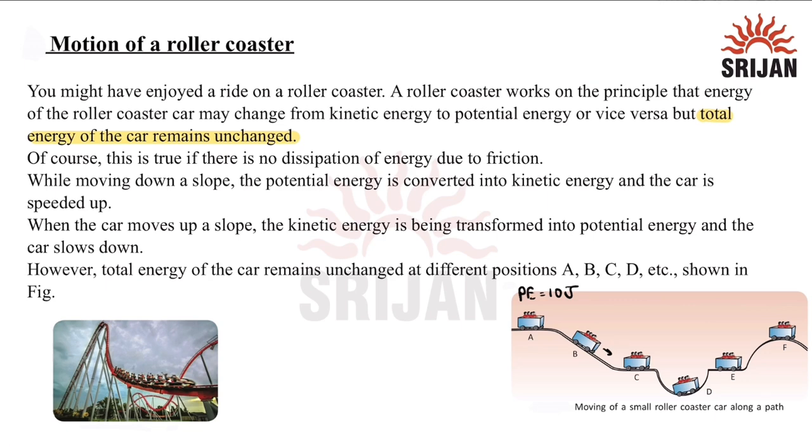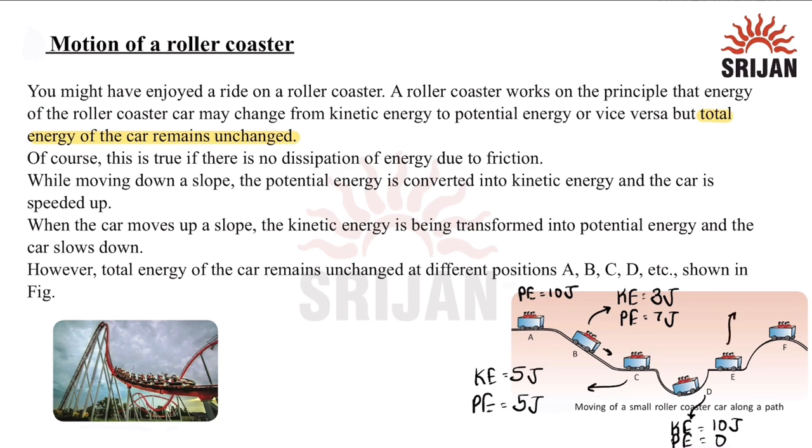With some speed, we get some kinetic energy. Let us assume that at position B, kinetic energy is 3 joules and potential energy is 7 joules. At position C, the kinetic energy is increasing as the speed is increasing, and the potential energy is decreasing because potential energy is getting converted into kinetic energy. At the extreme condition, all the energy is converted into kinetic energy and potential energy becomes zero. At position E, the speed of the roller coaster is slowing down, so I can easily say that the kinetic energy is decreasing.